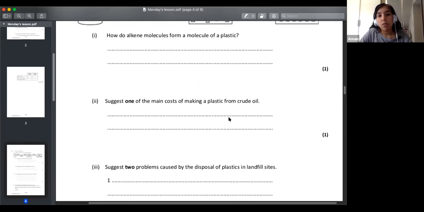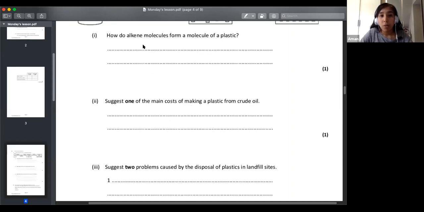What do we think? Suggest one of the main costs of making a plastic from crude oil. What could be one of the main costs? Lots of different costs, but any ideas? Good, yep. So energy, heat costs, yep. That's one of the main things. So when we do fractional distillation, when we do cracking, polymerization, we always need energy. That's expensive. Anything else? What else could be a cost?